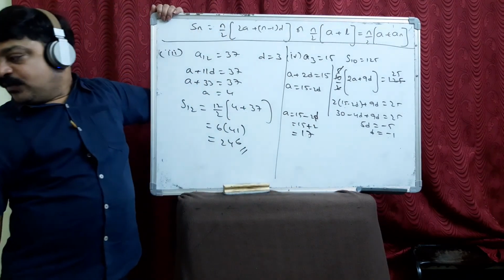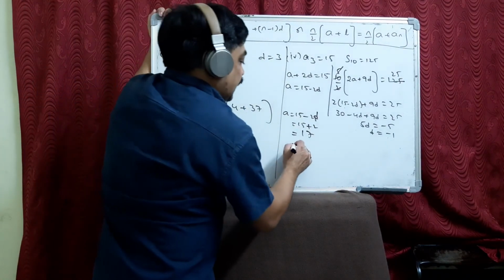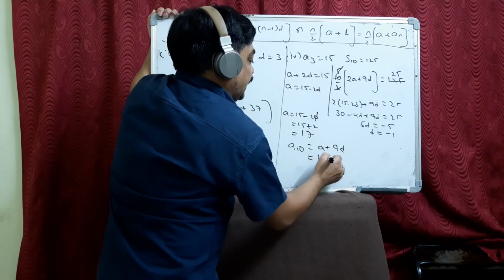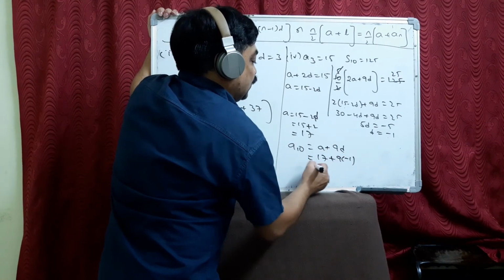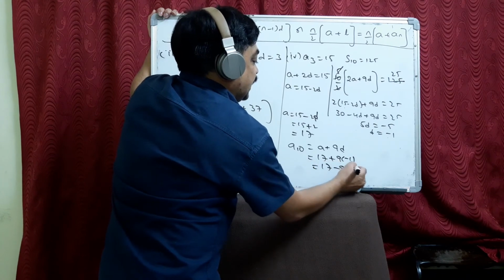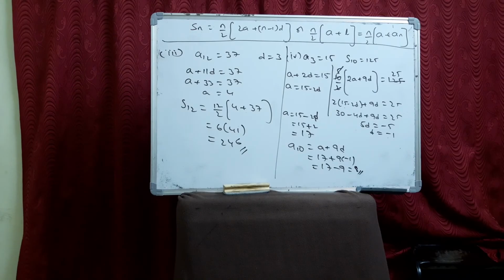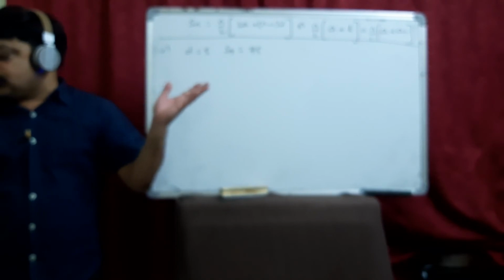And you are asked to find out A10 also. A10 is A plus 9D. 17 plus 9 into minus 1. 17 minus 9, it is 8. Okay? Yes, in the fifth question they are given like this: D equal to 5 and S9 is equal to 75. And we are asked to find out A and A9.